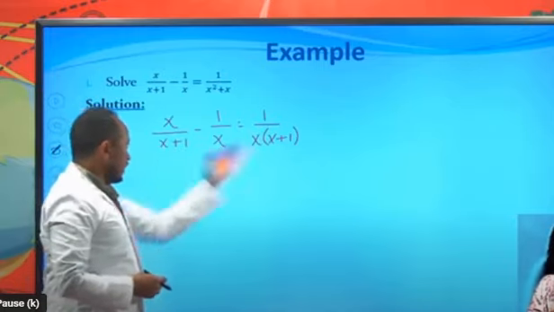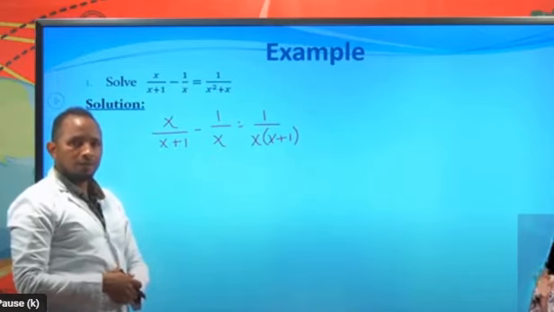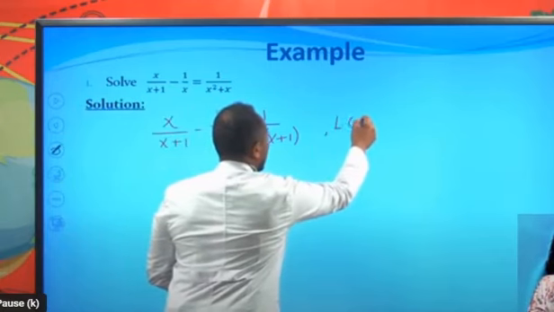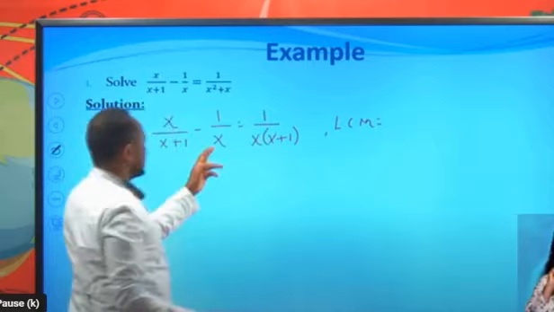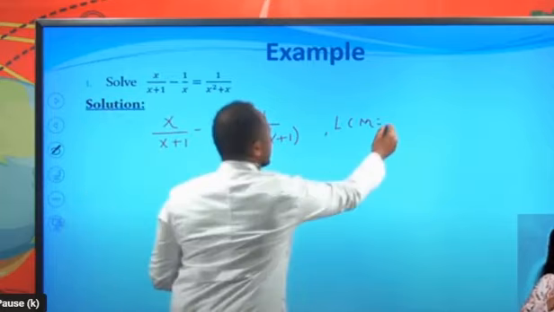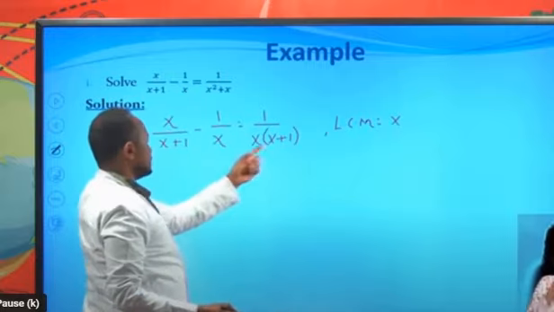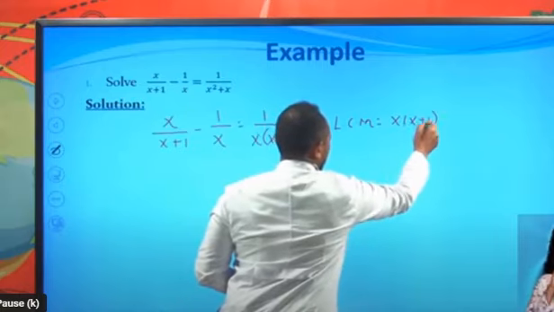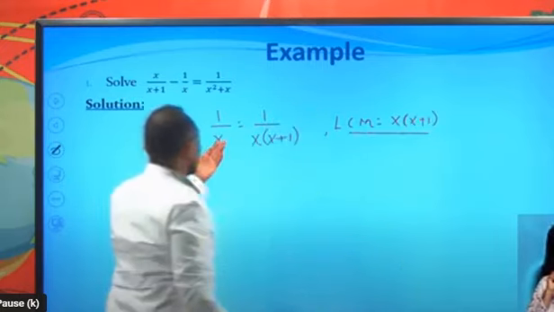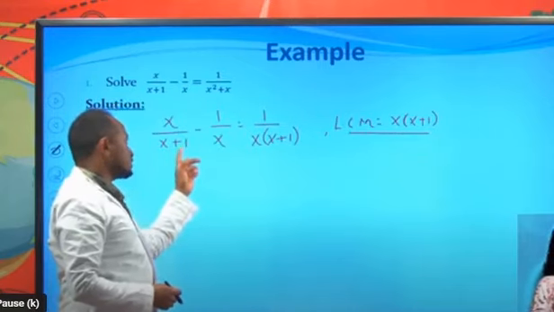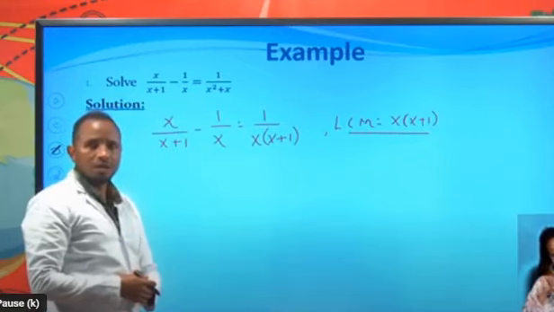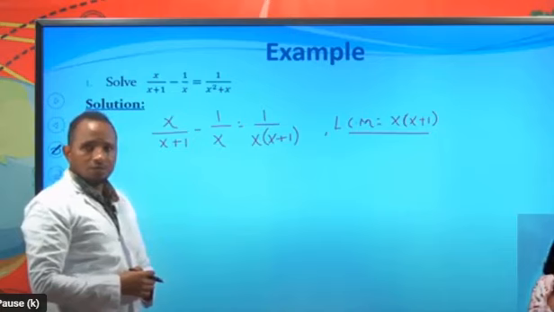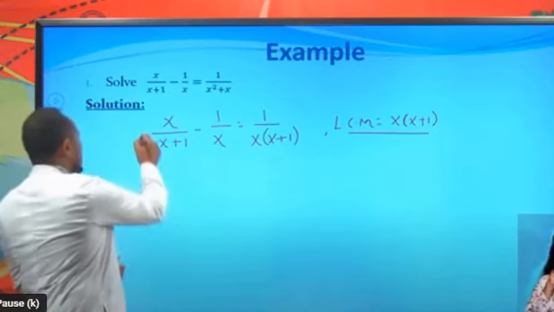After this, find the LCM of the denominators. So the LCM will be x, and x plus 1 is also common. Therefore, the LCM of x plus 1, x, and x times x plus 1 is x into x plus 1. After this, you multiply this expression by x into x plus 1. Before that, let me put the restriction.